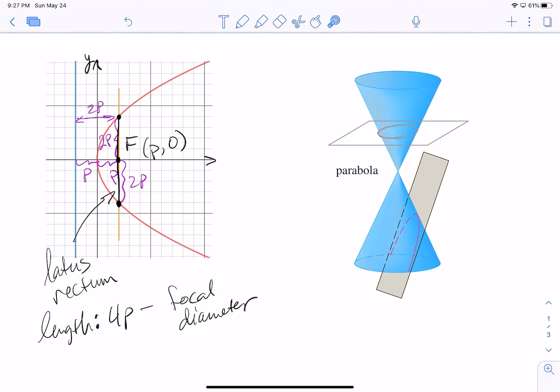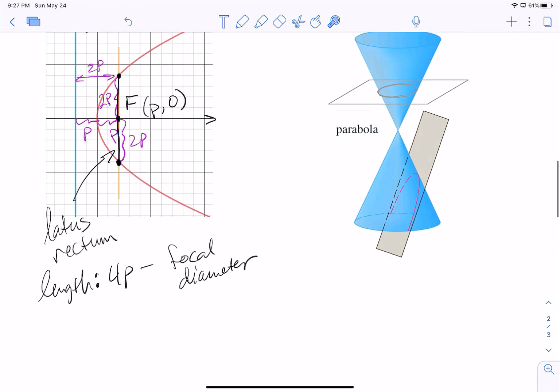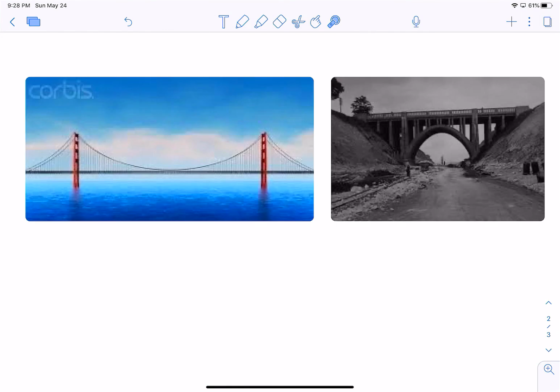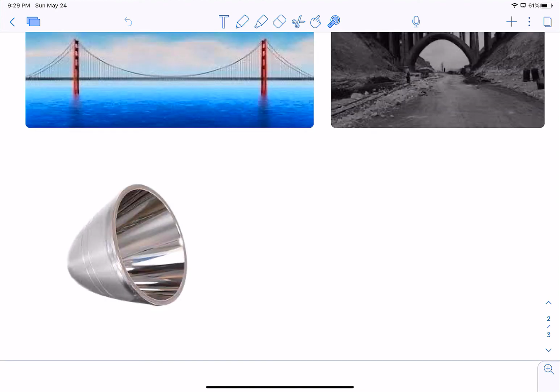Having seen basically the algebraic and geometric descriptions of a parabola, let's see where they show up. One place is in architecture. They often show up in bridges. The Golden Gate Bridge has cables that are in the shape of parabolas, and sometimes you'll see an inverted parabola underneath a bridge. And the reason for both of these being parabolas is the parabola has good load-bearing properties. It's a strong shape.